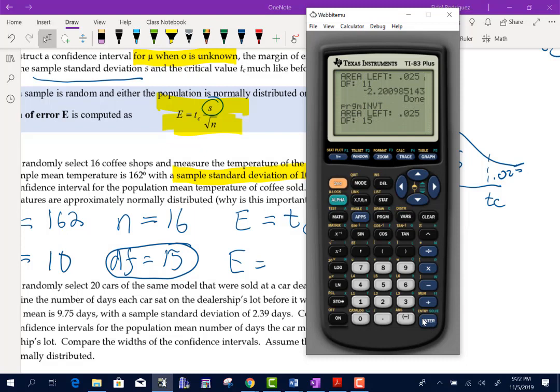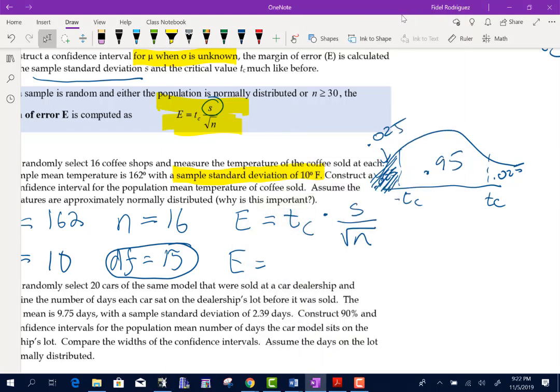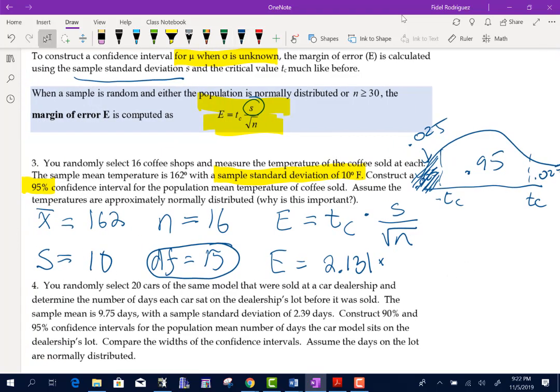Okay, guys, remember, the number that I'm going to come up with is going to be negative. All I'm going to do is make it positive, right? So let's see. Okay, so I'm coming up with 2.131. So my t_c here is 2.131. Times, what is our s number in this case? 10. Divided by the square root of, what was our n number in this case? 16.